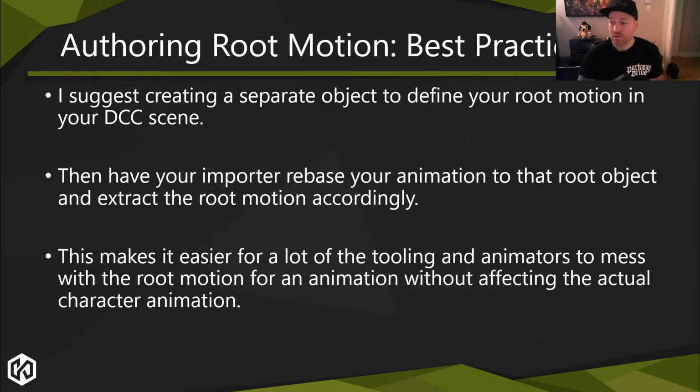Then when you import, what you would do is rebase your animation to that null. So you would basically ignore the original root of your character, if you even have one, or you would make the pelvis relative to that. And in the importer, you would handle that whole switch. So basically in the importer, you would make that the root of your character, and then you would extract the root motion from that. It sounds complicated. It's just one or two transform operations.